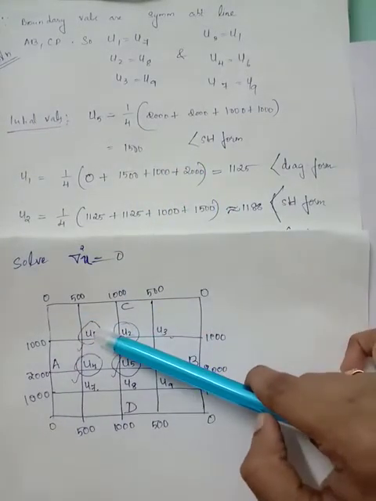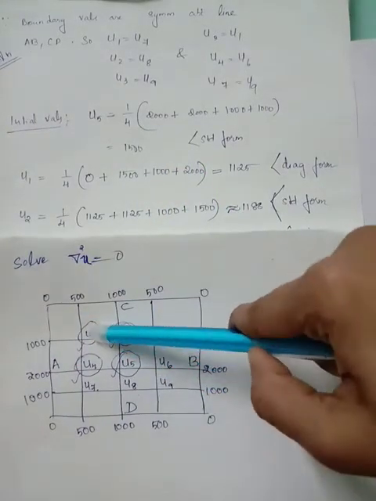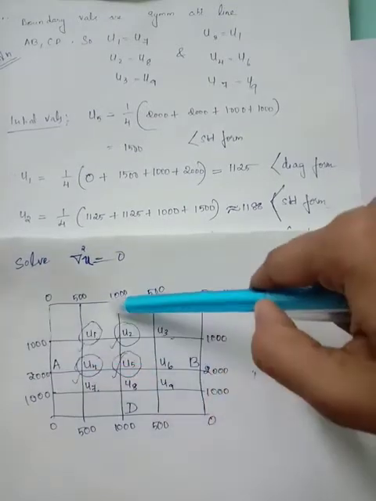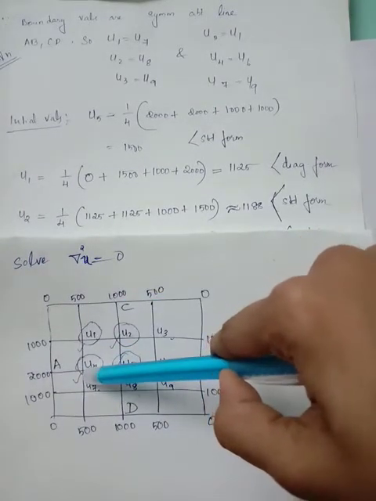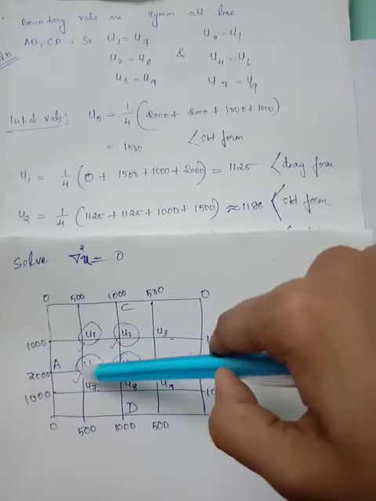And to find out u1, what we do is, we will have to depend on the diagonal formula. We are not able to use the standard formula because we don't know the value of u4. To initiate the iteration, we will be using the diagonal formula for u1.